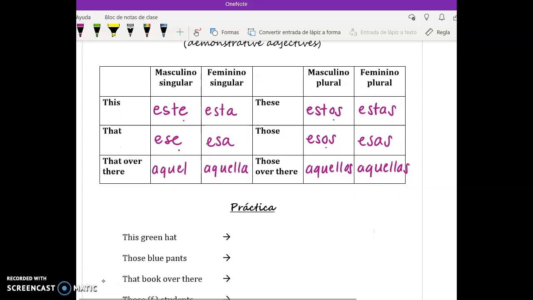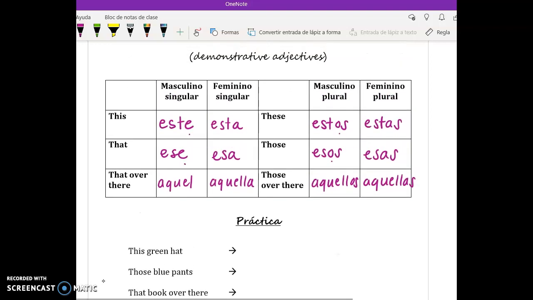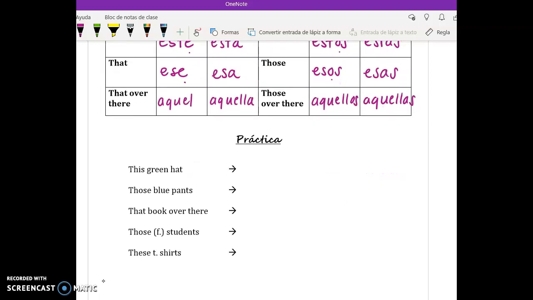Okay, so for the practice here, this green hat. All right, so I'm totally going to confuse you now. We've been practicing with adjectives, and we know that adjectives come after nouns in Espanol. But we're going to go back to putting these words, these demonstrative adjectives, before our nouns. So they don't quite function like adjectives do. They do have to agree in number and gender, though.